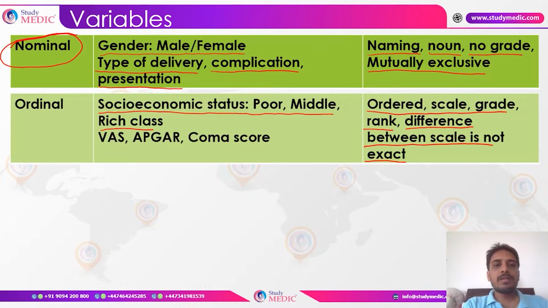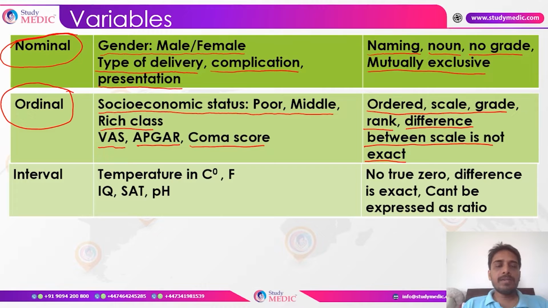The other examples of such ordinal variables include visual analog score, pain score, Apgar score, and coma score. Though they are numbers, they are actually based on a particular criteria, and the number is given based on this criteria. So they are all called ordinal variables, or variables measured in the ordinal scale.